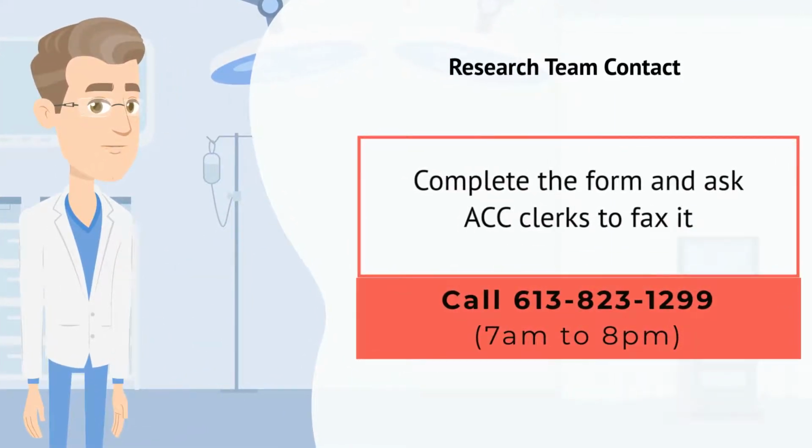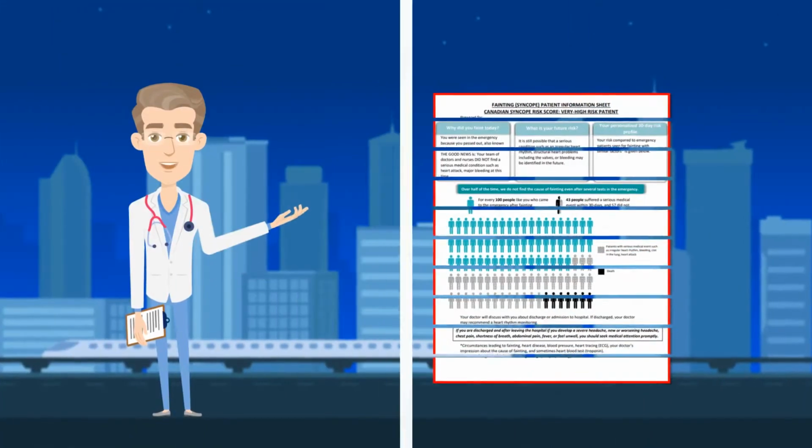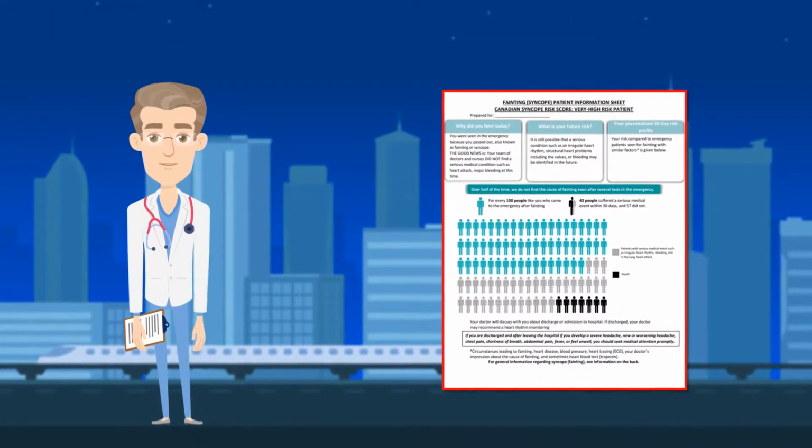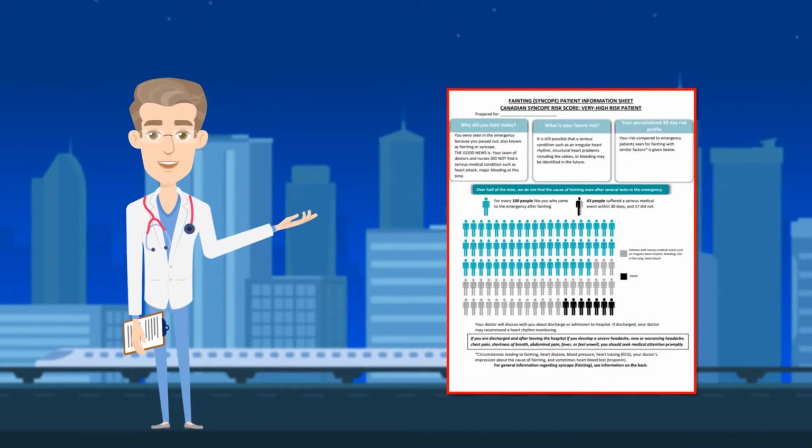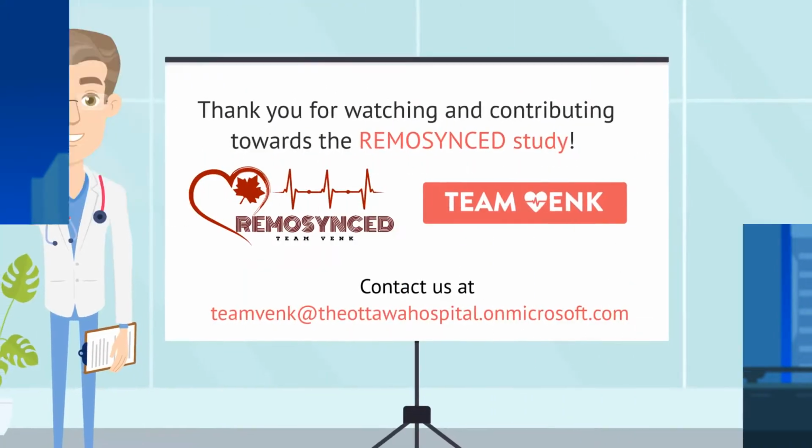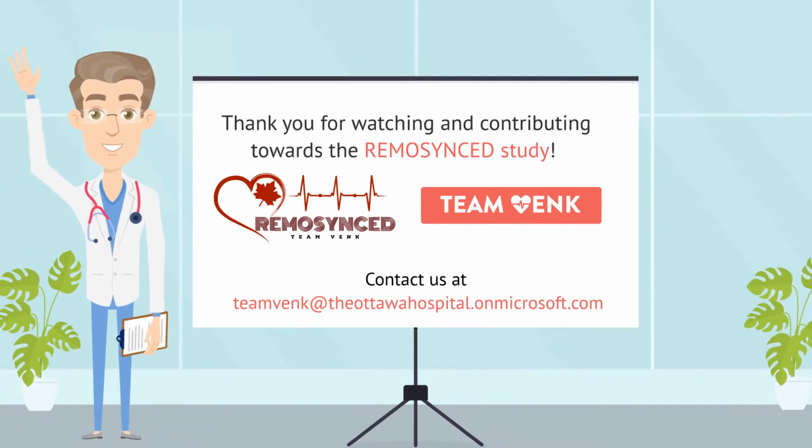If you need to contact the research team, call 613-823-1299 between 7 a.m. and 8 p.m. every day. For those not enrolled in the monitoring study, patient infographics provided at the emergency department can be used for discussion. Refer to the study posters in the emergency department for details.